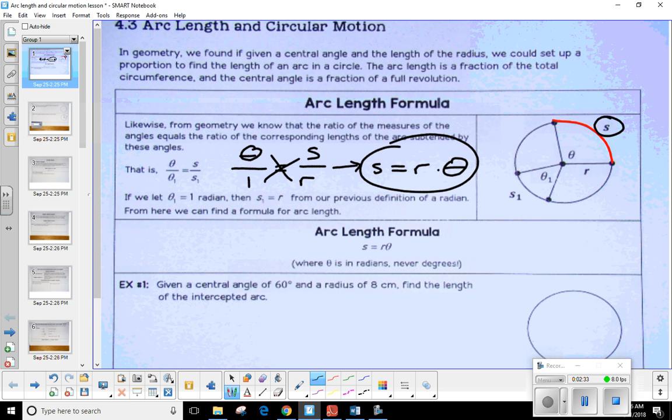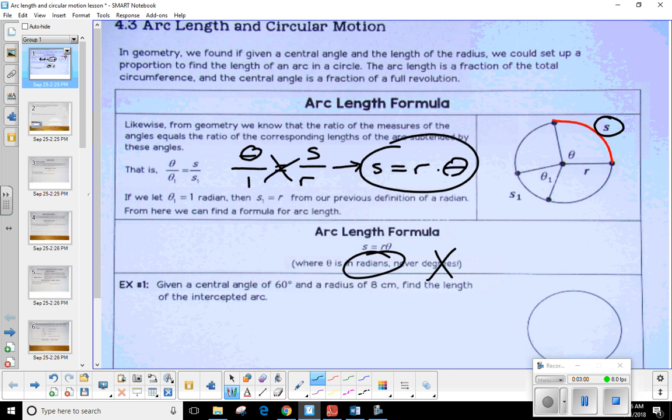So back in geometry, more than likely you used a proportion to find arc length, even area of a sector. But now that we know about radians, we're just going to say that the arc length S is equal to the radius times theta. And the only thing you need to make sure of is that theta is in radians, never degrees. Always has to be in radians for the formula to work.